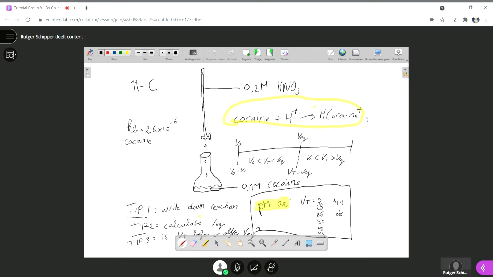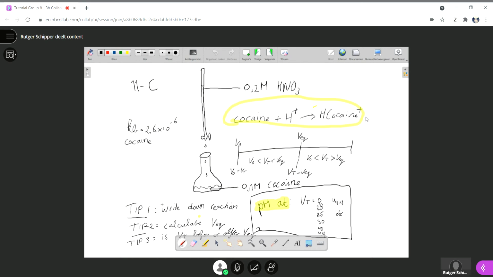And there are a few steps to take to solve these exercises. The first one is to write down the reaction of the titration. And you do not need to know the full structure of cocaine. You can just write down coca or cocaine, whatever you want, and its protonated form, right?